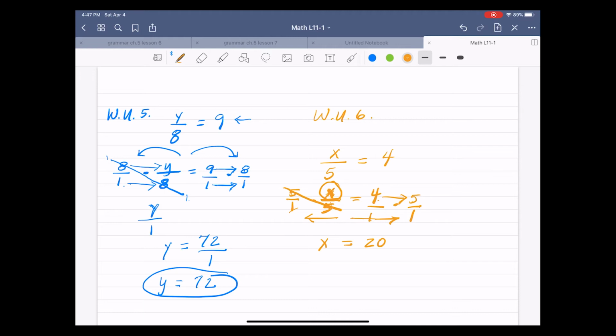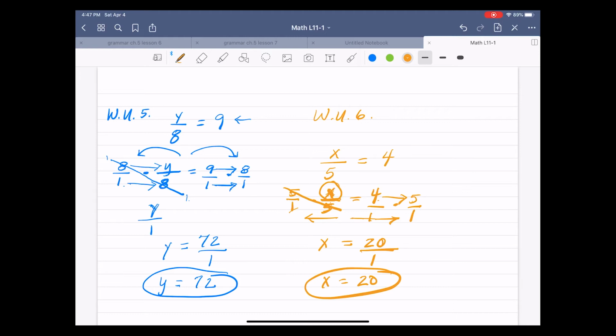1 times 1 is 1. X equals 20 divided by 1, which is 20. And that is warm up 6. I hope this is kind of bringing up some memories of doing this earlier.